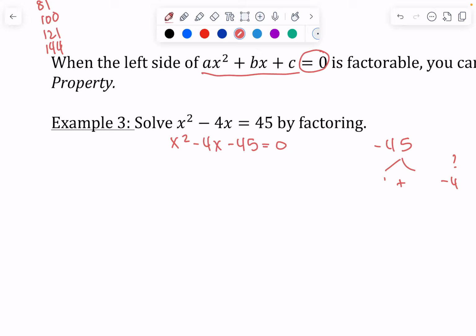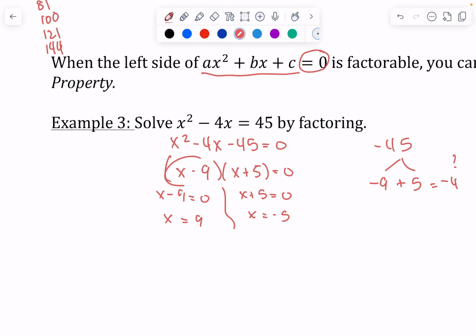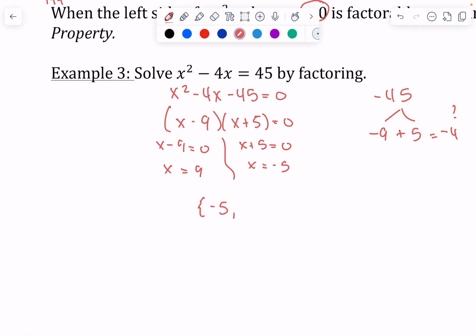Let's see. 9 and 5, perhaps, with the 9 being negative. That does multiply to negative 45 and add to negative 4. So, in factored form, this is x minus 9 times x plus 5, which means that either x minus 9 equals 0 or x plus 5 equals 0. And this is why, whenever we had the numbers in the parentheses, we would always just make it the opposite sign. So your two solutions are negative 5 and 9.